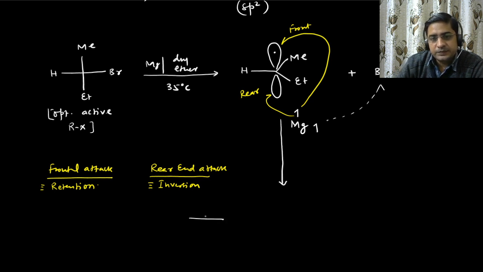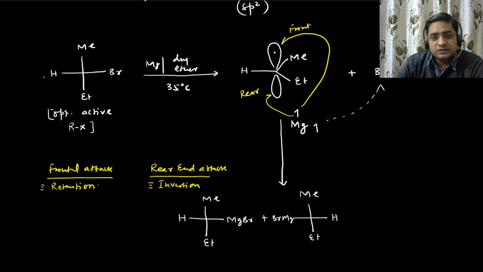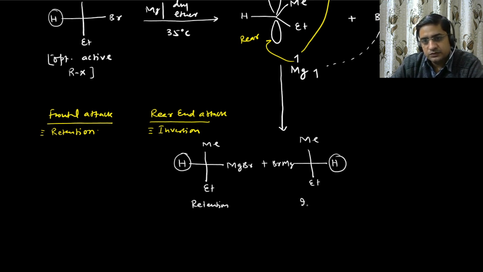One will be like this: Me, Et, MgBr, and here hydrogen, and the other will be like Me, Et, MgBr and hydrogen. Here hydrogen lies on the same side, so this one is retention of configuration. Here hydrogen moves to the opposite side, so this one is inversion of configuration at the asymmetric center.